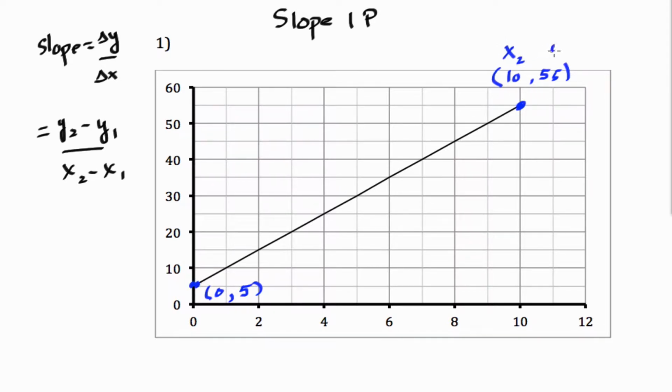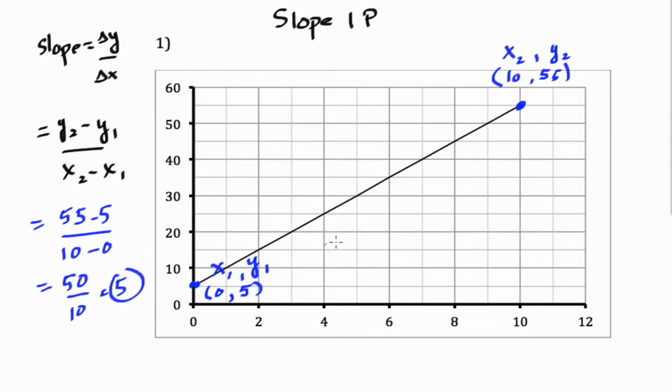This would be x2 and y2. And this would be x1 and y1. I can put it into here if I want. If this is how you like to do it, that's fine. y2 is 55 minus y1 is 5. x2 is 10 minus x1 is 0. 55 minus 5 is 50. 10 minus 0 is 10. I get the slope here is 5.